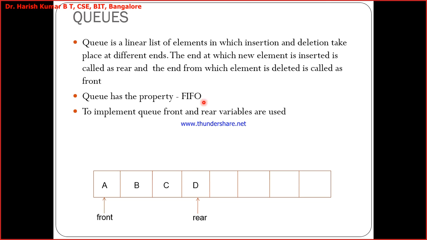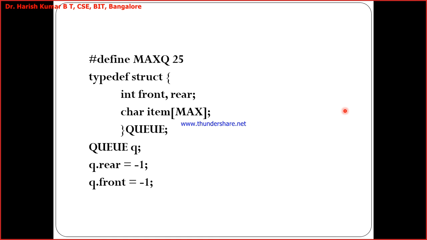And a queue has the property of FIFO, that is what I told you. It operates with this nature, first in first out, whereas a stack operates with the property last in first out. And to implement a queue we require two variables or two pointers: one is the front and the other one is the rear. Now how do we implement a queue? Stack implementation you have understood, so the same way we did it.